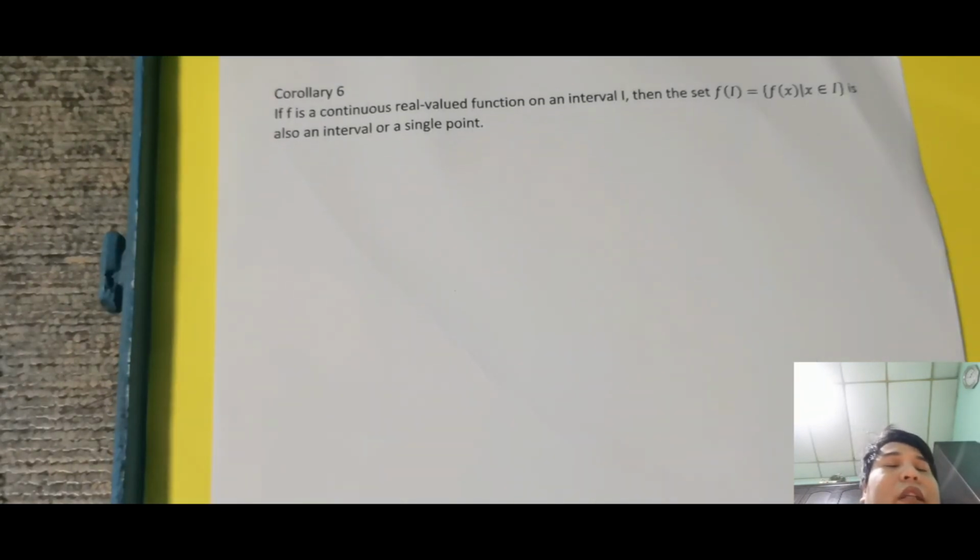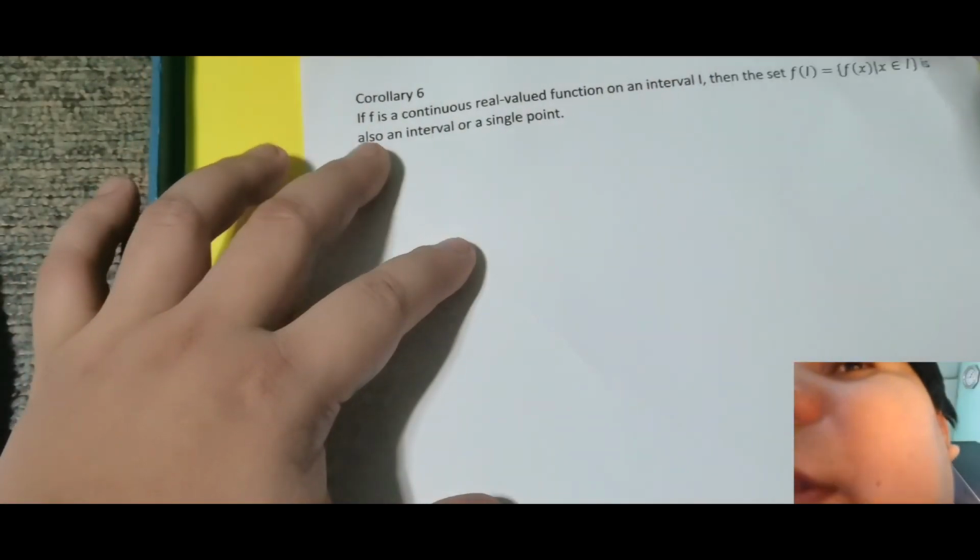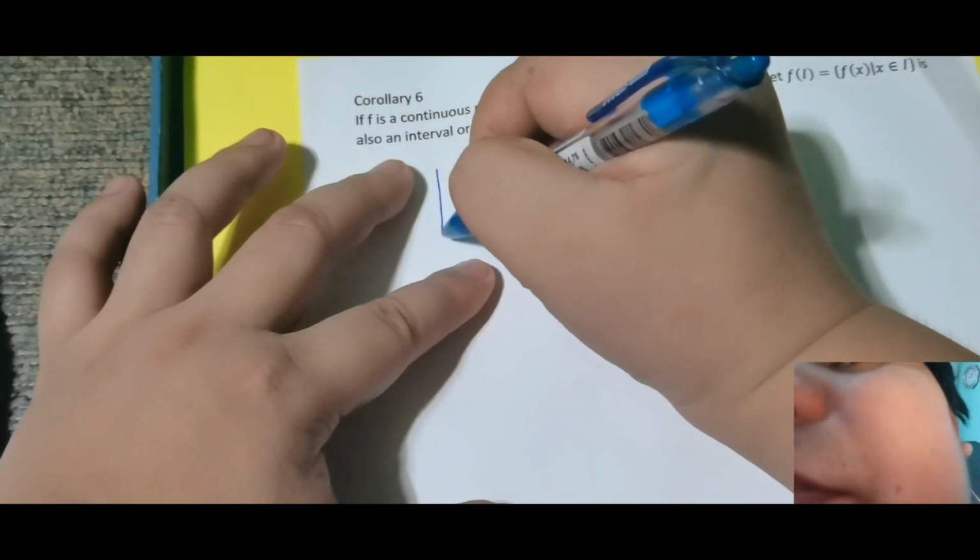Okay, so let's have corollary number 6. So, hindi ko na ito prove kasi medyo mahaba na rin. Okay, sabi niya, if f is a continuous real valued function on an interval I, then the set f of I is equal to f of x such that x is element of I is also an interval or a single point. Okay, so ano ibig sabihin yan? So, dalawa kasi ibig sabihin niya.